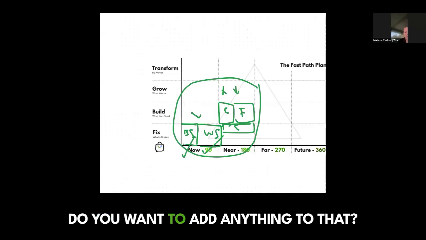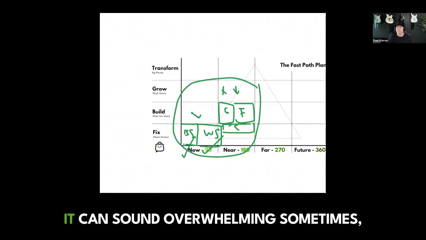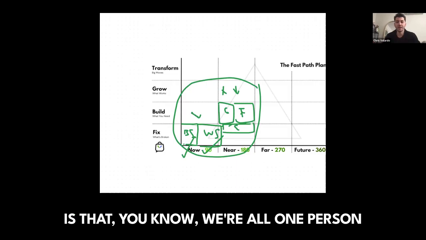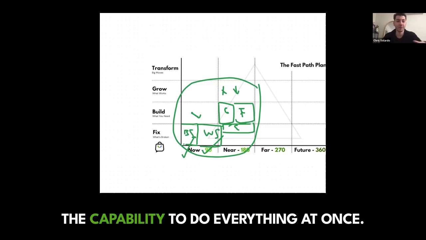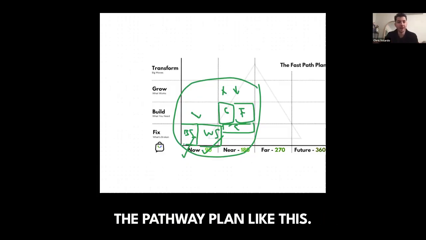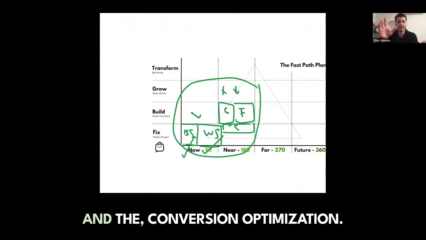Okay, awesome. Do you want to add anything to that, Chris V first, and then Chris M? It's more just because it can sound overwhelming sometimes, but the reason we do 90 days, 180 days is that we're all one person running a business, one or two people. Sometimes we don't have the capability to do everything at once, so it's so important why we do the pathway plan like this. So we tackle the brand strategy and the conversion optimization first.